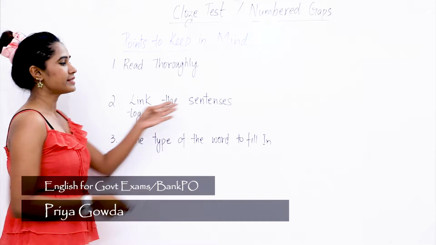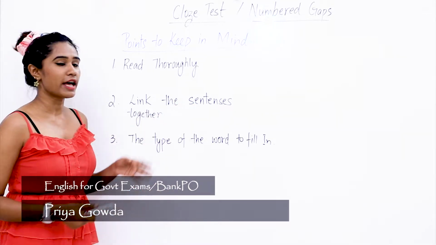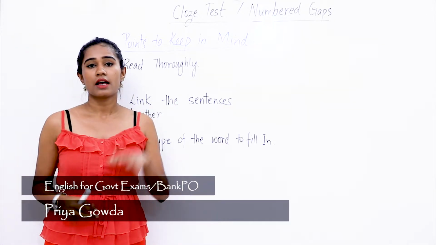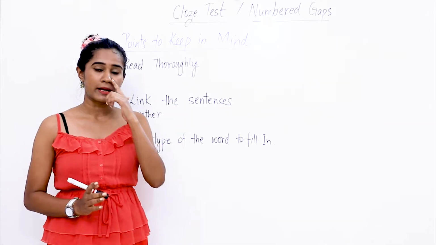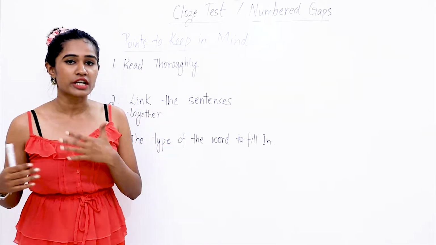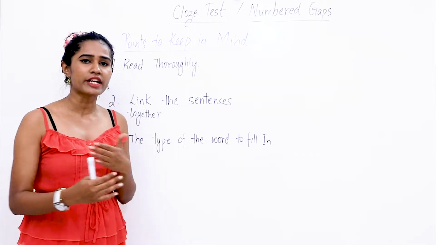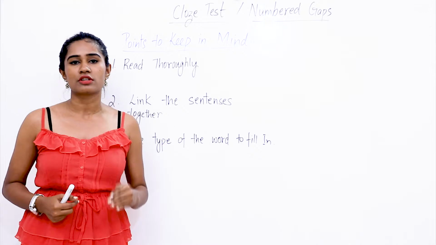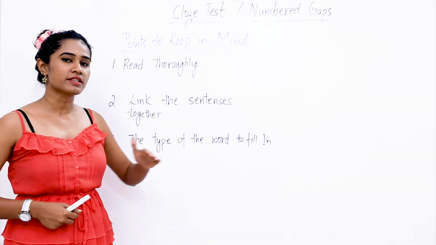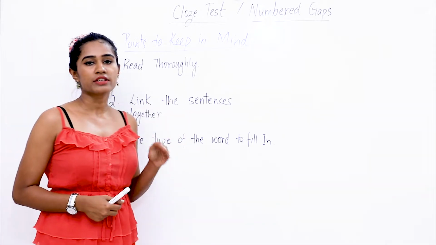Next, link the sentences together. As I said, a passage means something which is narrated together. It is not something which is mentioned individually. So while reading it, connect your first sentence to the second one, the second to the third, to the fourth. Every sentence here is connected with each other.